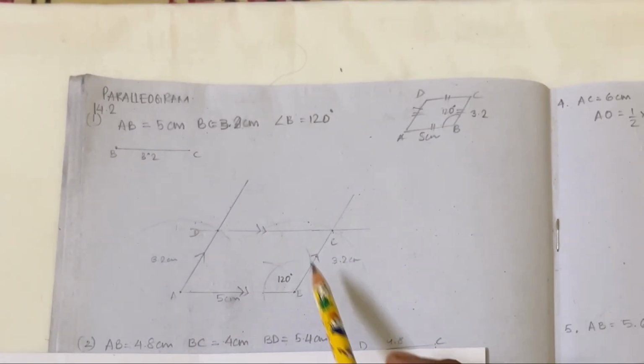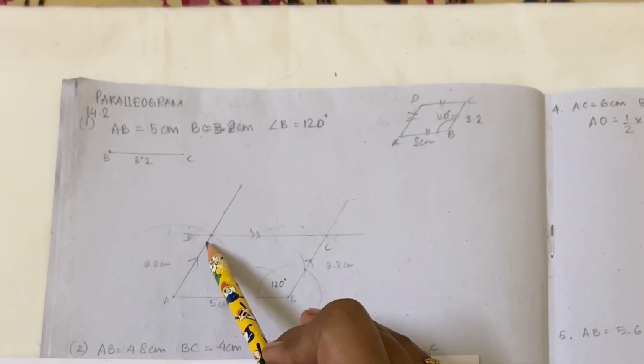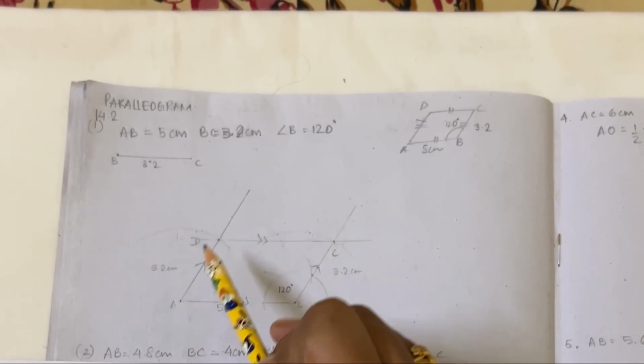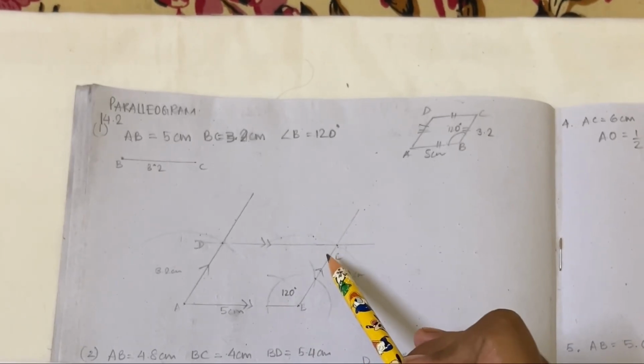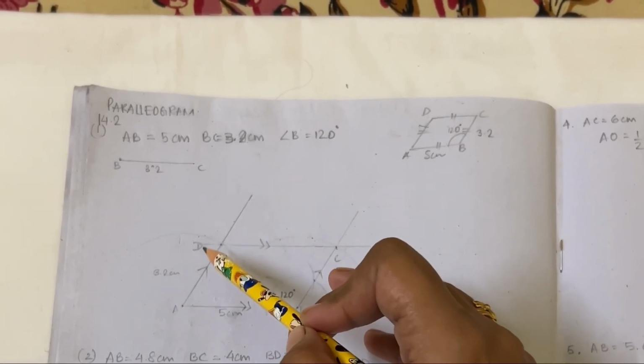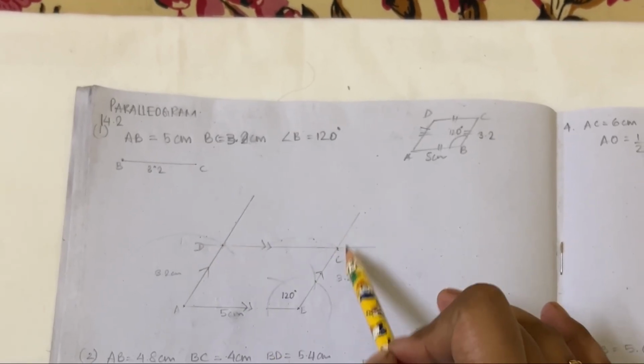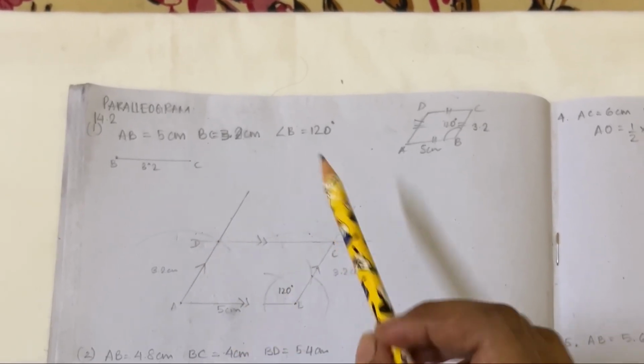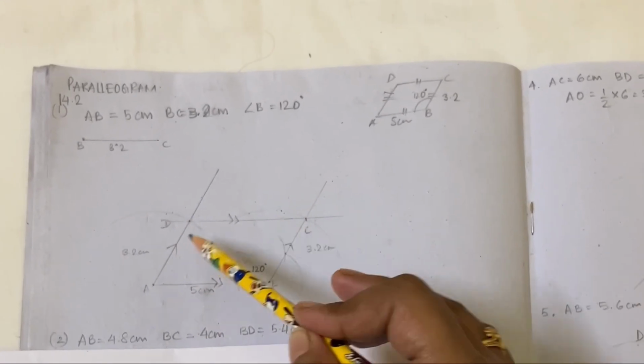After getting point C, AD will also be 3.2. So we will measure 3.2 here. Then DC measures 5 cm. So with this, we are going to draw an arc here, and on point D, we are going to draw an arc here. So we get the parallelogram ABCD.